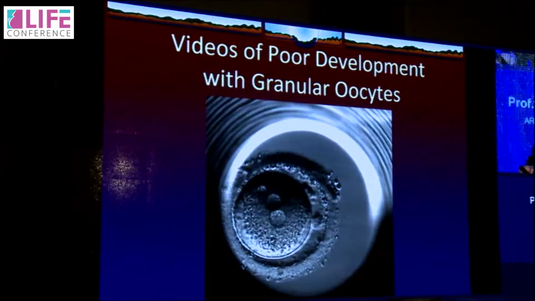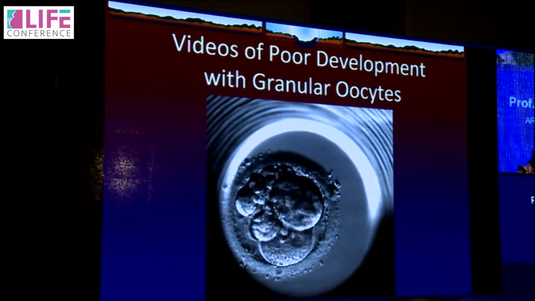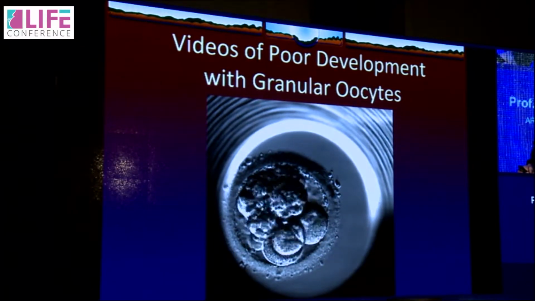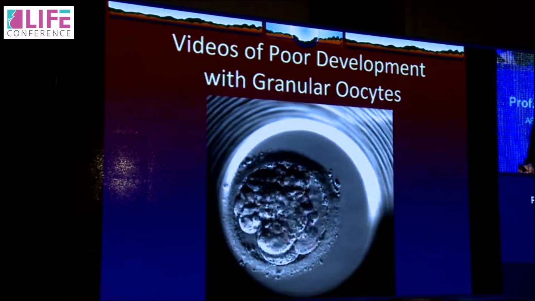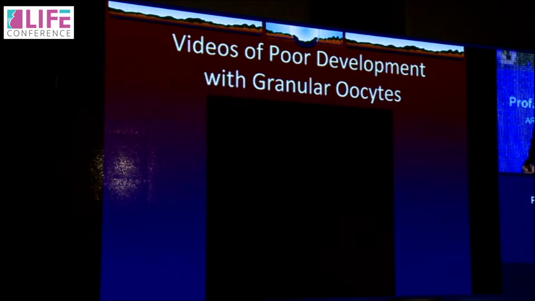So this is a granular oocyte that showed poor developmental capacity. Division wasn't great, with lots of fragmentation. This is generally what we see with granular oocytes: not good development.